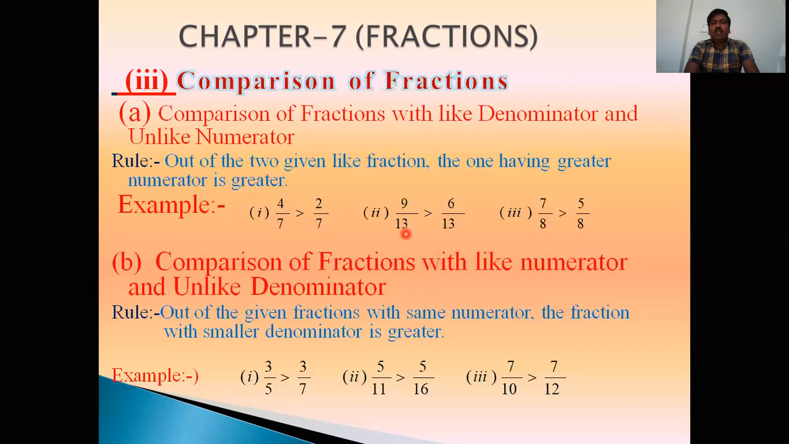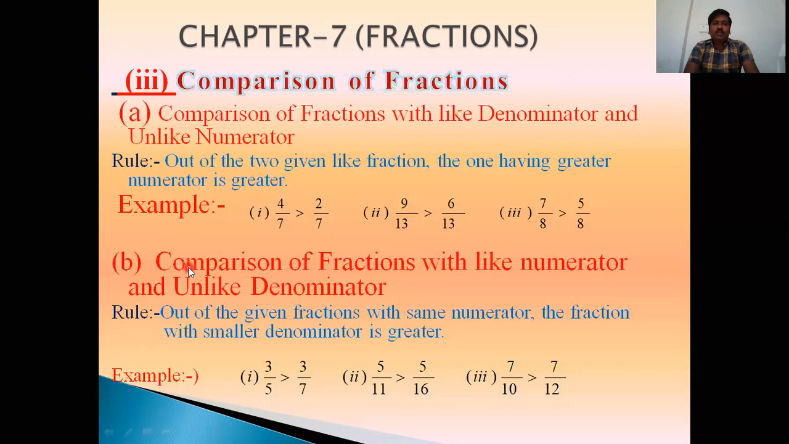And now this is another example. Here we see 13 is the like denominator, and 9 and 6 are the unlike numerators. So 9 is greater than 6. So 9 by 13 will be greater than 6 by 13. And now this is another example.